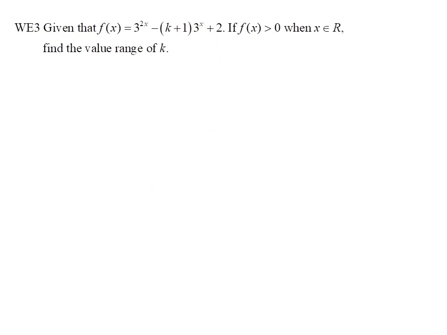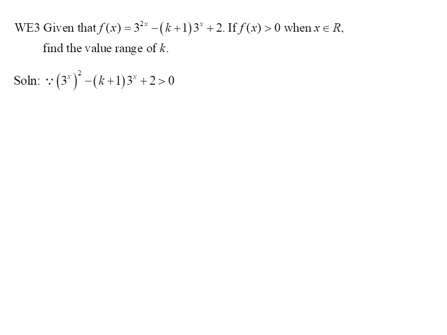Example 3 presents an exponential function f(x) which equals 3 to the 2x minus (k plus 1) times 3 to the x plus 2, where x is a real number. The question is to find the value range of k that enables f(x) to be greater than 0.